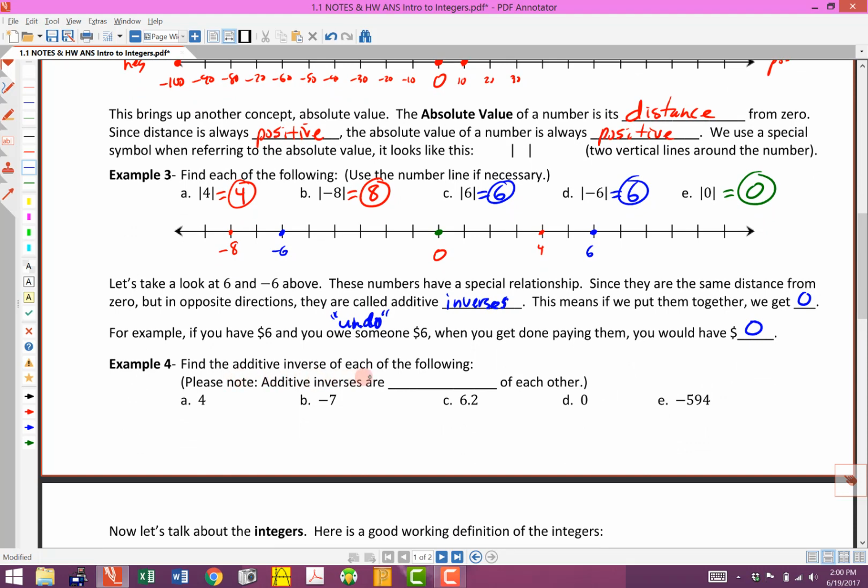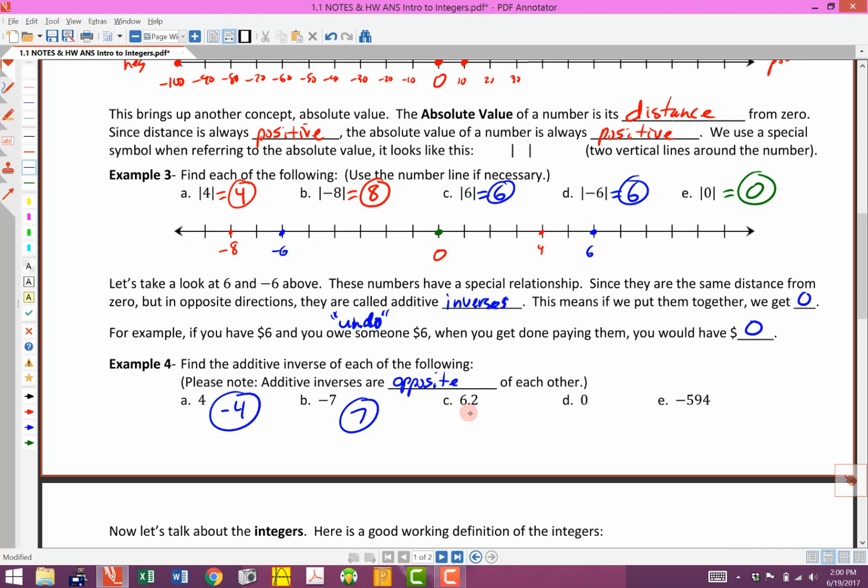So it says find the additive inverse of each of the following. What we want to keep in mind is additive inverses are opposites of each other. They undo each other. They would add to make 0. So what would I add to 4 to make it a 0? Or what would I combine it with? Well, the opposite of this is negative 4. Those are additive inverses. They're exact opposites of each other. What's the opposite of negative 7? That would be positive 7.